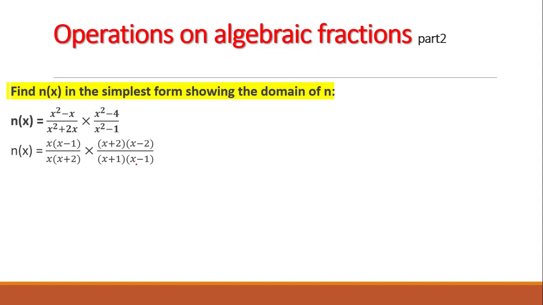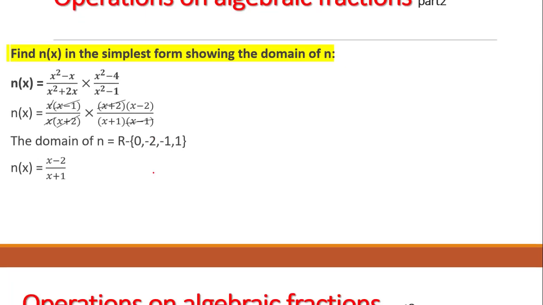Now it's time to write the domain. The domain will be a common domain, so it will be R minus {0, negative 2, negative 1, positive 1}. This is the domain of n of x. Now I want to simplify, then perform the multiplication operation. Here we have x with x, and we have x minus 1 and here we have x minus 1. Also we have x plus 2, and here we have x plus 2. So the remainder will be x minus 2 over x plus 1. So the result is x minus 2 over x plus 1. Okay.